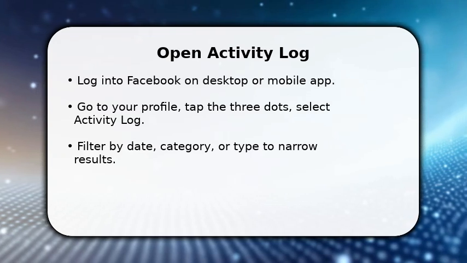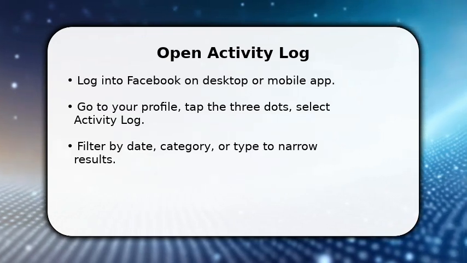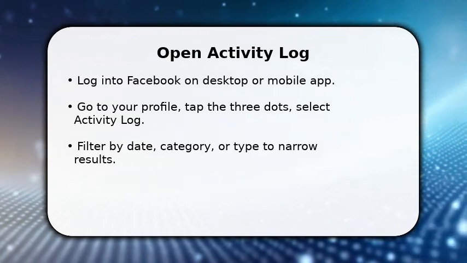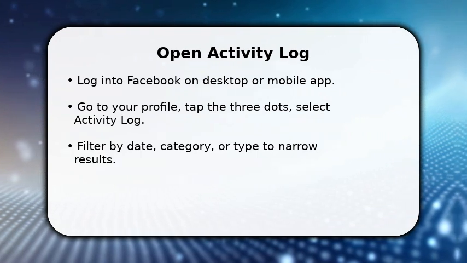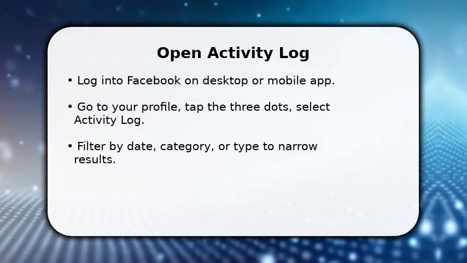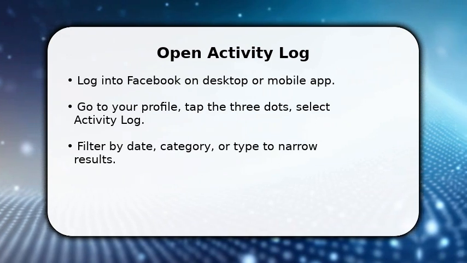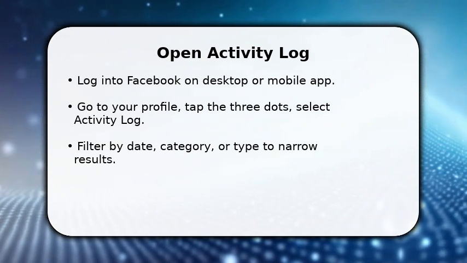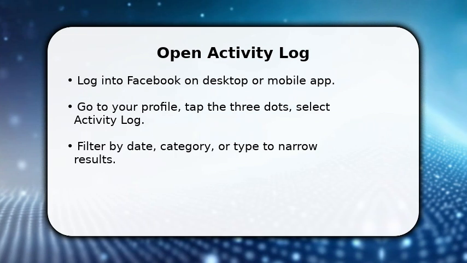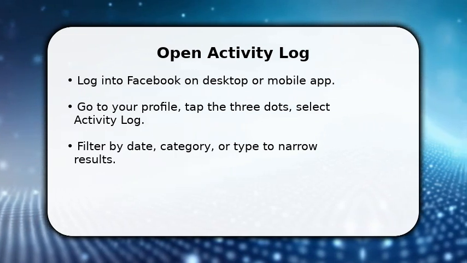You start by opening Activity Log because that's where all actions live. Sign in, go to your profile and open the three-dot menu, choose Activity Log. Once inside, use the filter or Manage Activity at the top to narrow by date or type. This saves time if you only want posts, likes, or searches.